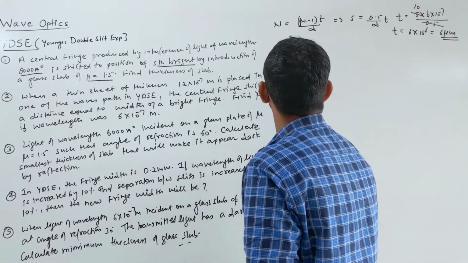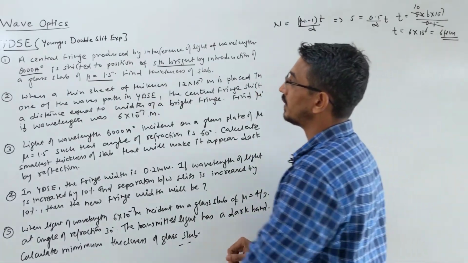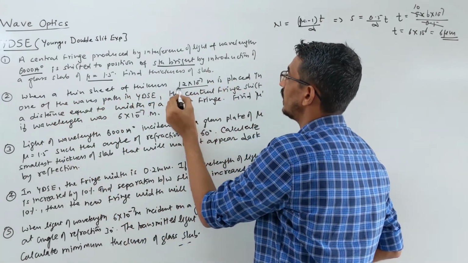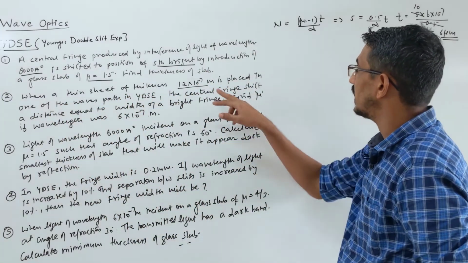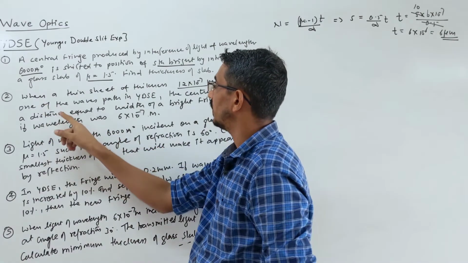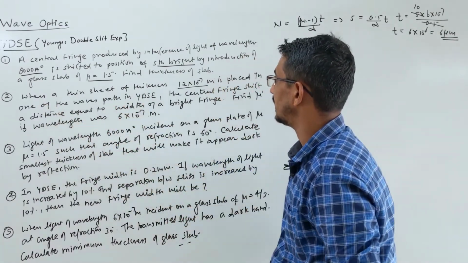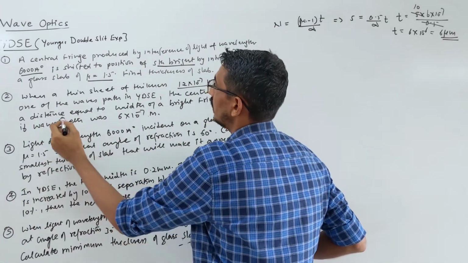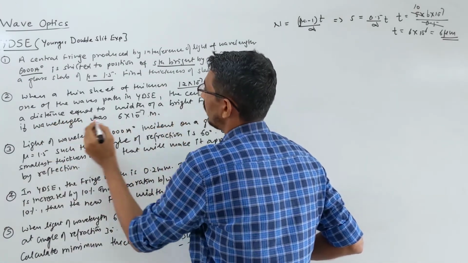Okay, let's see the second problem on this. They said when a thin sheet of thickness 12 into 10 power minus 7 is placed in one of the wave paths in YDSE, the central fringe shifts a distance equal to the width of a bright fringe.